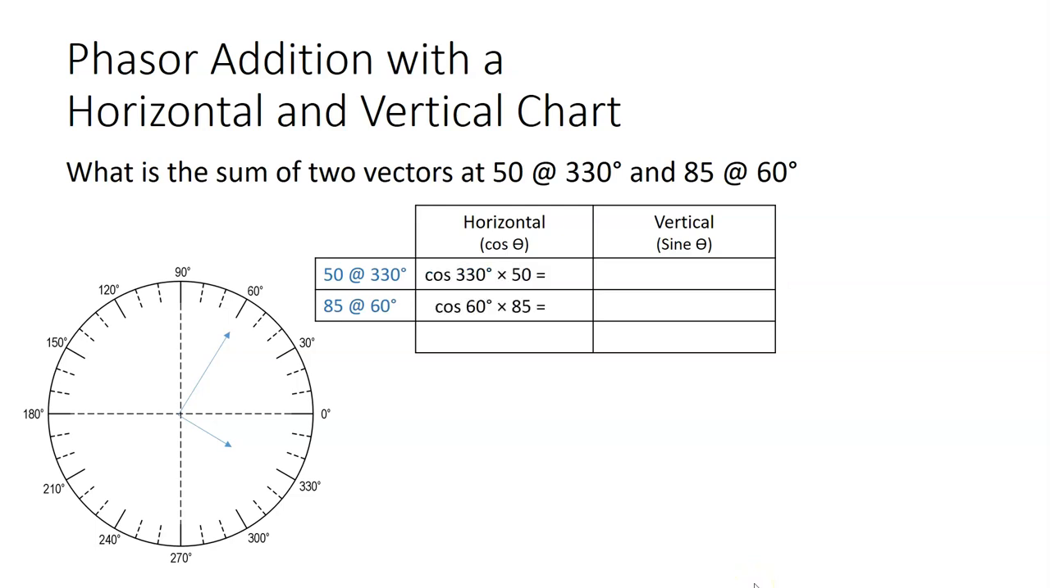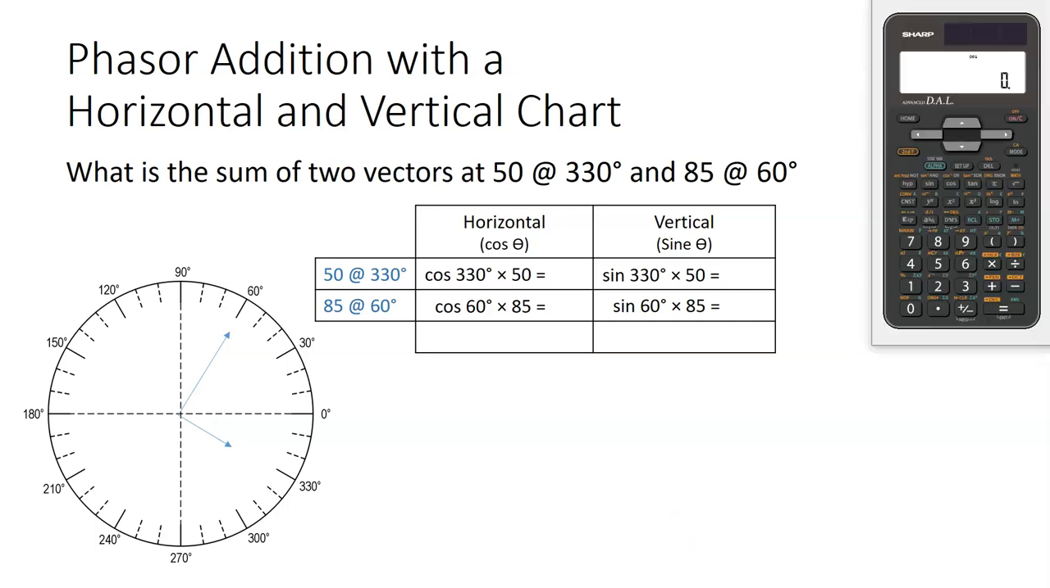So the cosine of the angle, 330 degrees, times the hypotenuse, that is 50. And then we have the cosine of 60 degrees, the angle, times the vector hypotenuse, which is 85. Likewise on the vertical, the sine of the angle, 330 degrees, times the hypotenuse, 50. And the sine of 60 times the hypotenuse, 85, will give us the vertical component of that vector. So we'll bring up our calculator and work this through.